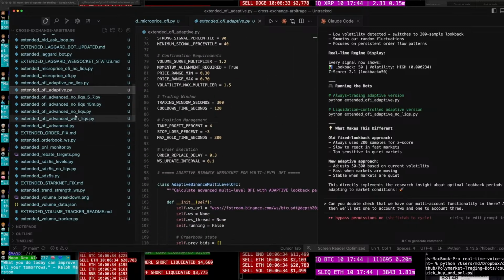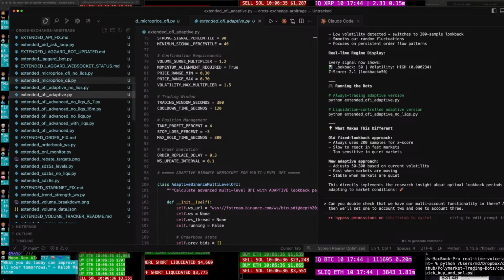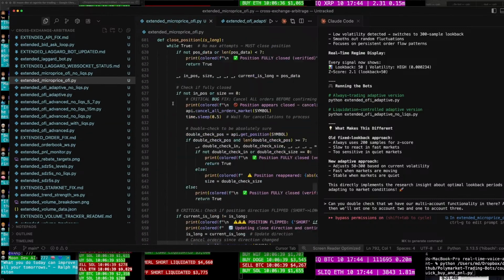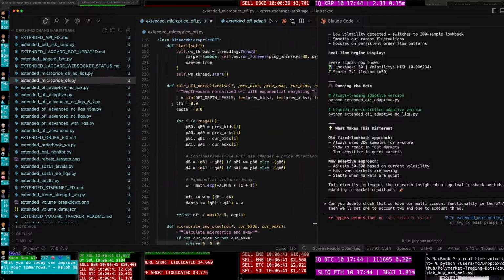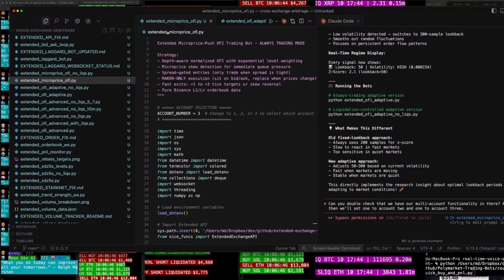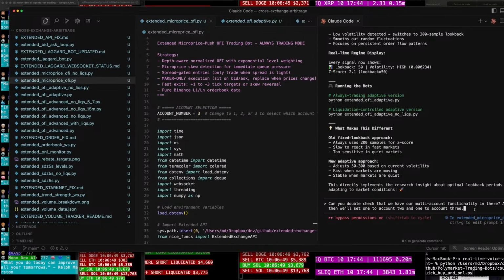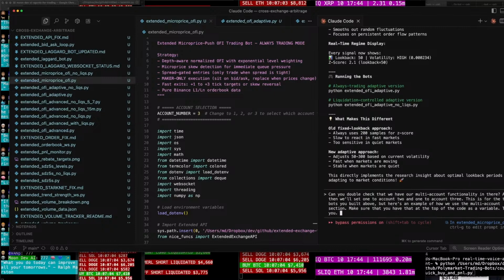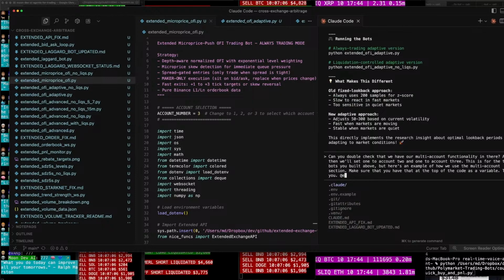I don't see the multiple accounts here, and that's okay. We'll go ahead here and go ahead and give her this example here of this micro price. This is for the 2 bots you built above, but here's an example of how we use the multi-account section. Make sure that you have that at the top of the code as a variable. Thank you.